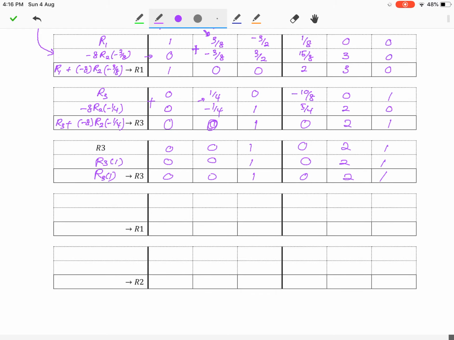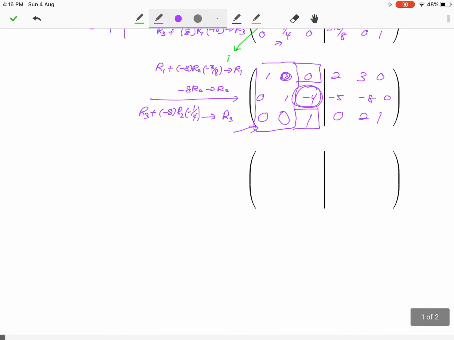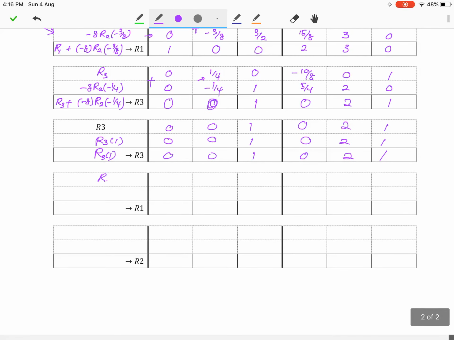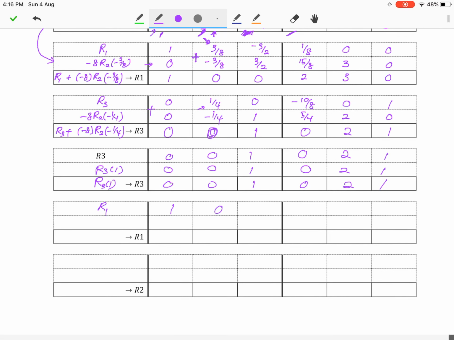Okay, now R1. So let's have a look at R1. Is R1 okay so far? Yes, because R1 already meets the form of the identity matrix. So I also want R1 to stay as it is. R1 is 1, 0, 0, 2, 3, 0. How do I know? Because I'm looking at this. Then I want it to stay as it is, so just multiply by 1. So the new R1 just stays as it is: 1, 0, 0, 2, 3, 0.